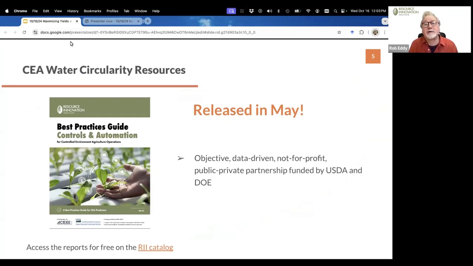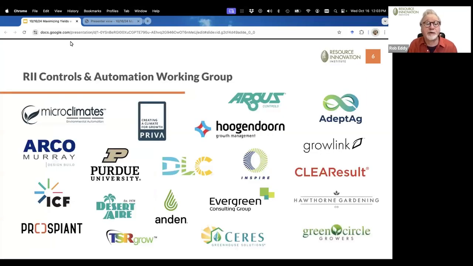A lot of what you'll hear today was from our best practices guides on control and automation, which was released in May. That's a free guide. Brenna will put the link to our catalog at RII, and you can download that. And there's a whole section on CO2, along with lots of other ways to improve resource efficiency at your facility using controls and automation. That working group was comprised of universities and industry folks, and some utility members and some government members. It was a great group, and we just want to acknowledge them all for their hard work on that best practices guide.